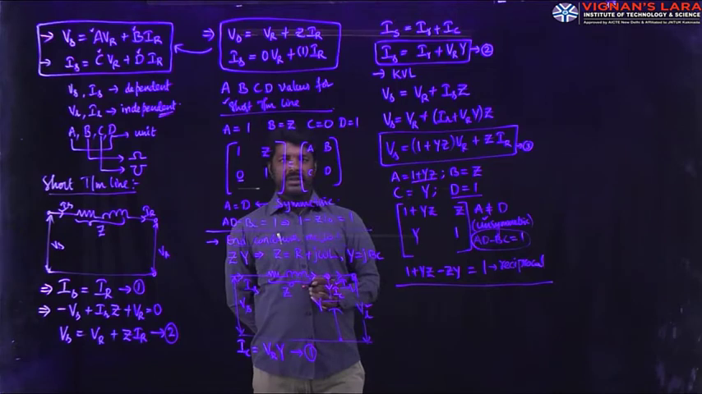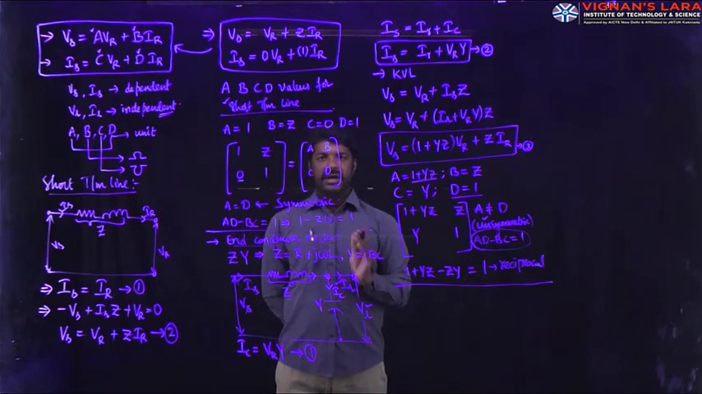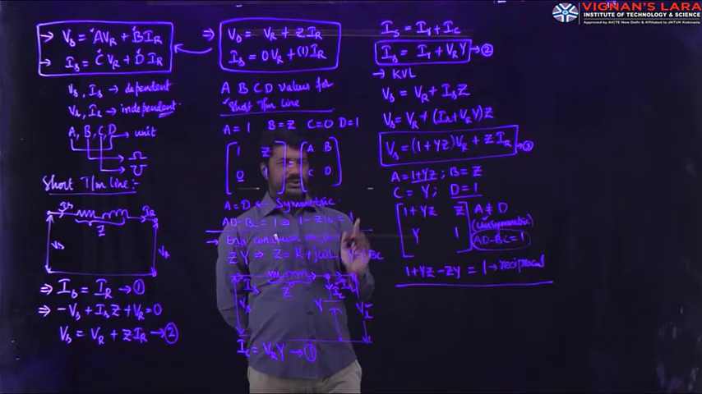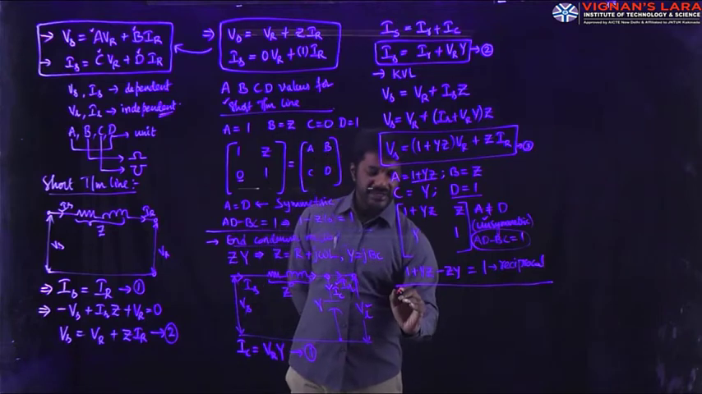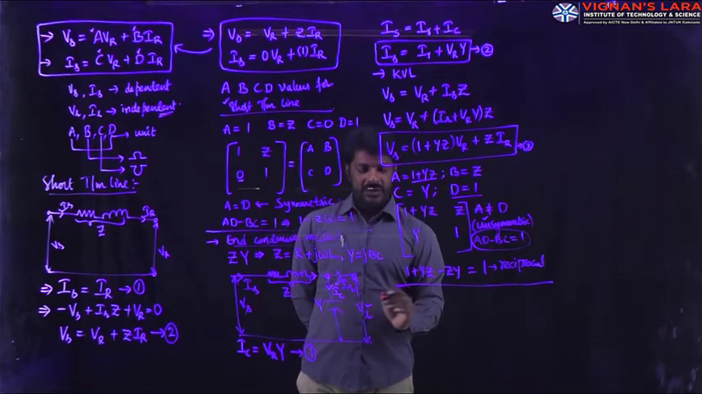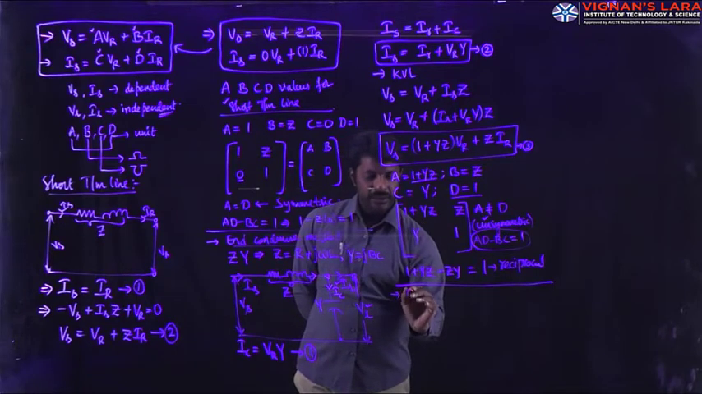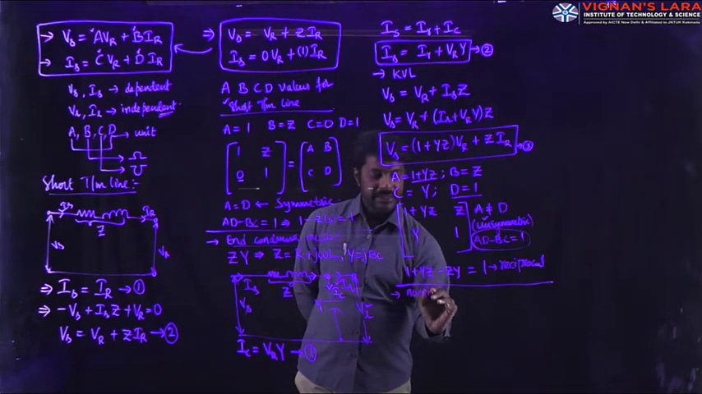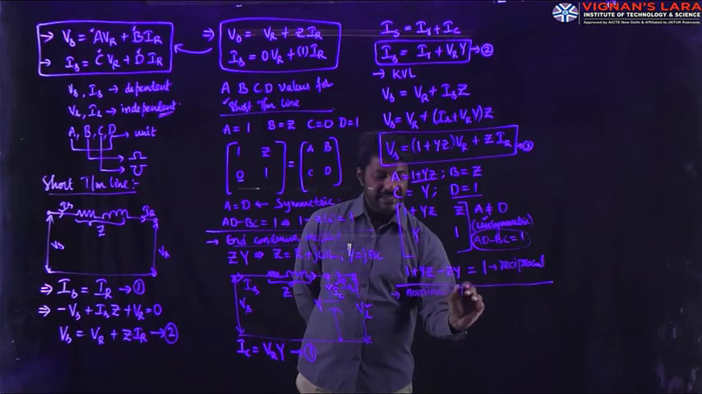Okay. So the objectives are very simple: to calculate the ABCD constants. Next, two more configurations are there, called nominal T and nominal pi. So let us verify the nominal T network, first case.